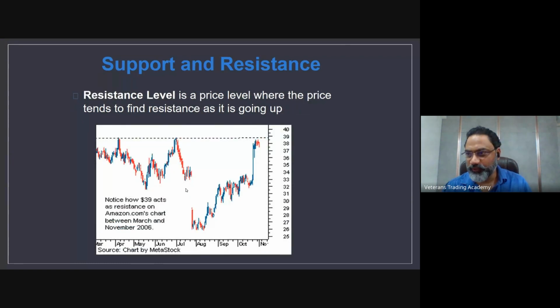Similarly, there's a resistance level also. What is a resistance level? Suppose the stock goes to 39 or 40 rupees in this case. Every time it goes to 40 rupees, some people start selling it. It goes to 40 rupees, it comes down. It again goes to 40 rupees, it again comes down. Every time it goes to 40 rupees there's some selling. So we can say that at 40 rupees there's a resistance for the stock.